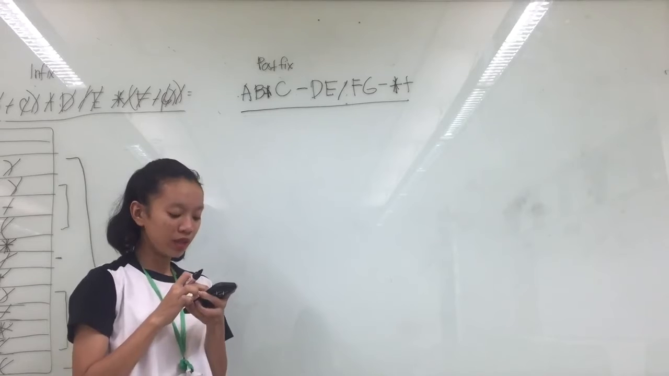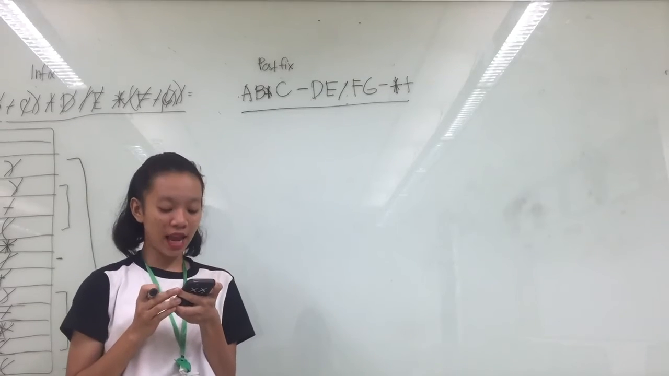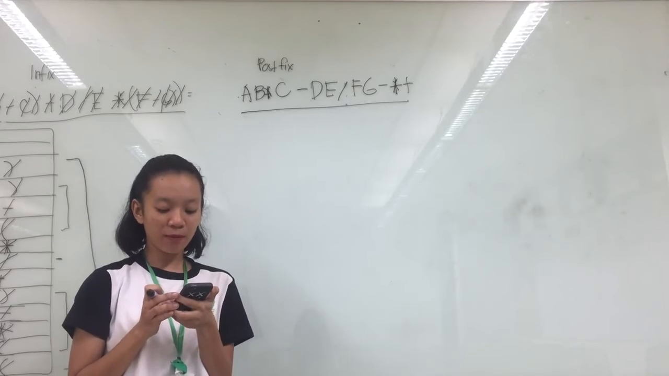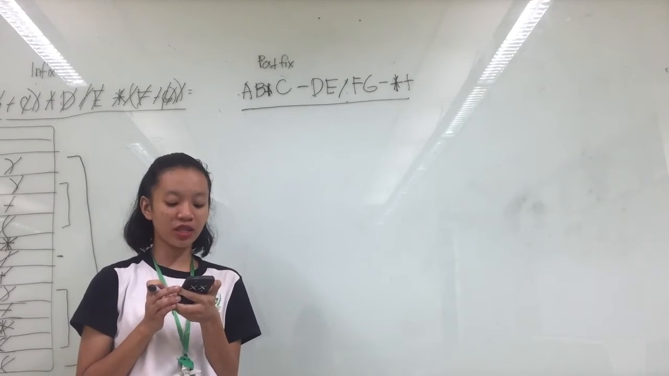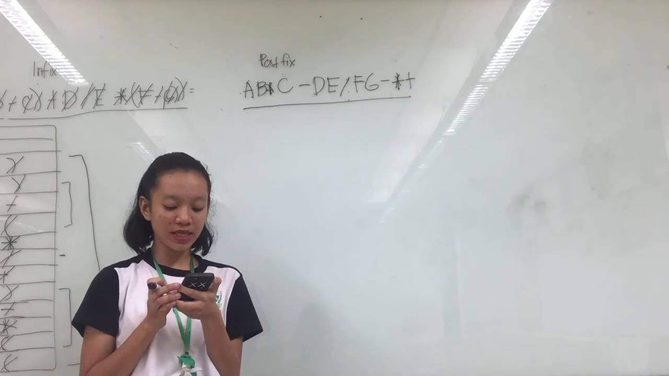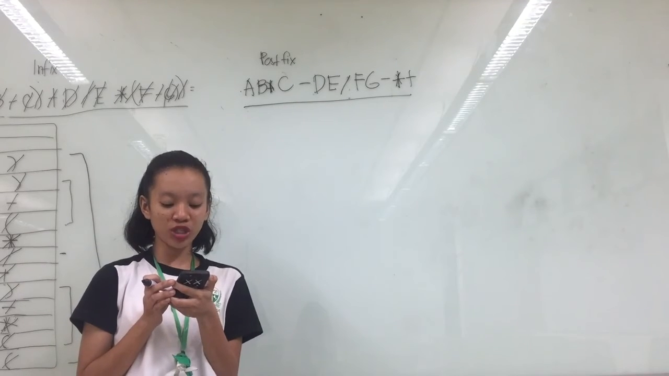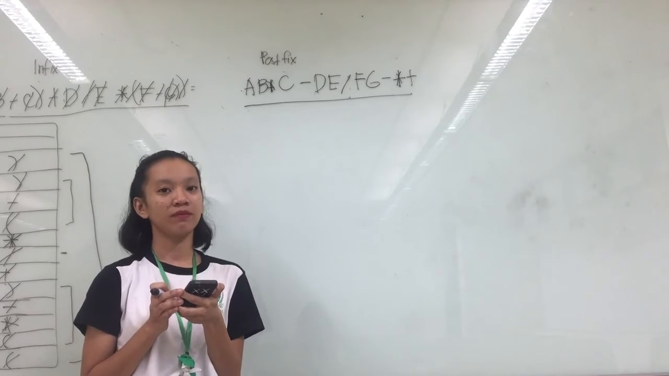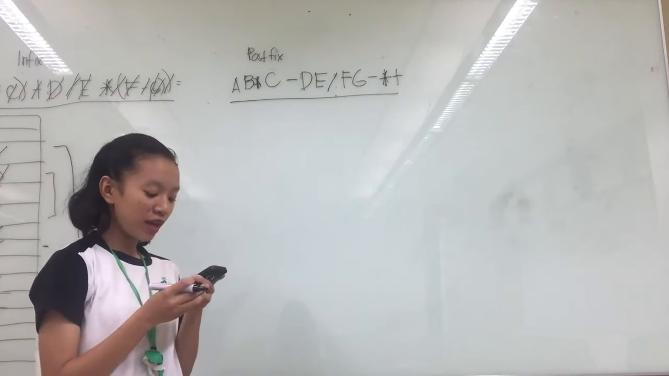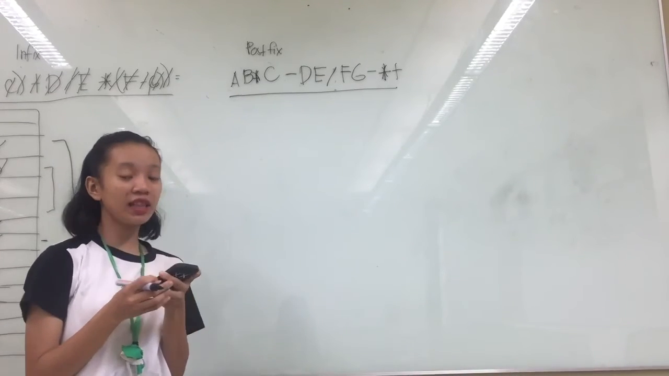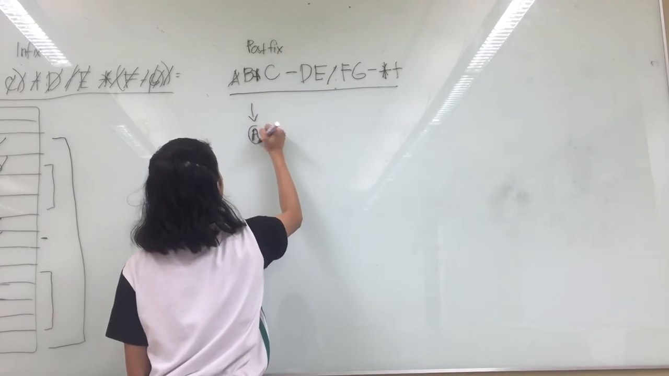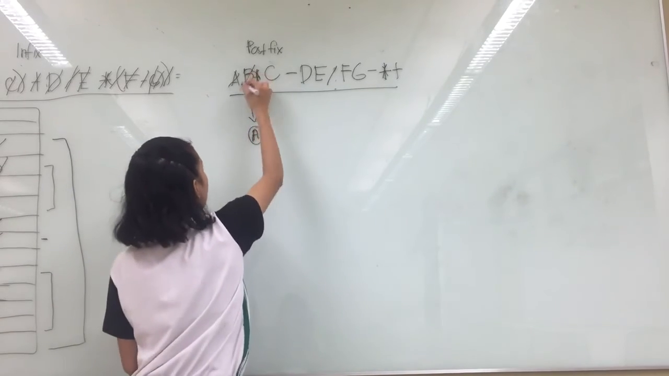Here is the rule. Read one symbol at a time. If the symbol is an operand, create a node tree and push it into the stack. If the symbol is an operator, pop the two topmost elements from the stack, create a tree and push the symbol into the stack. A is an operand. If the symbol is an operand, create a one-node tree and push it into the stack. B is also an operand.